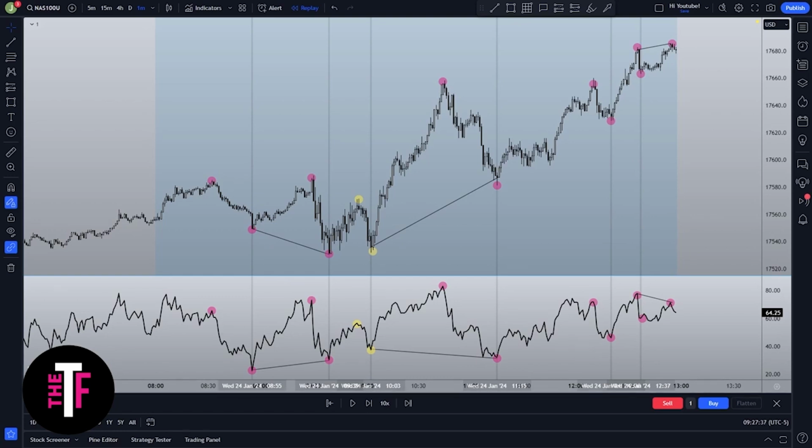That being said, we connect the bodies of the candles as opposed to the wicks because oscillators print based off of the close price of any given candle, not its extremes. Now that we're all marked up, I want to point out that there's two main types of divergences that you should be aware of: regular and hidden.